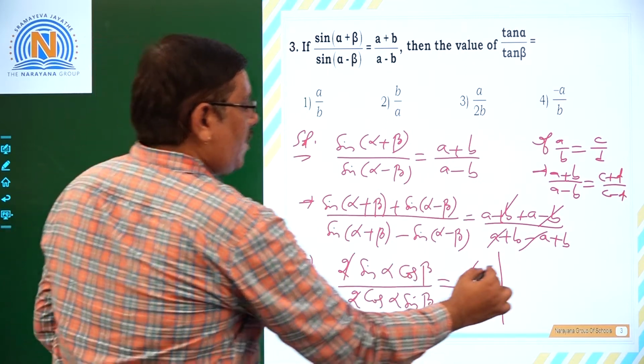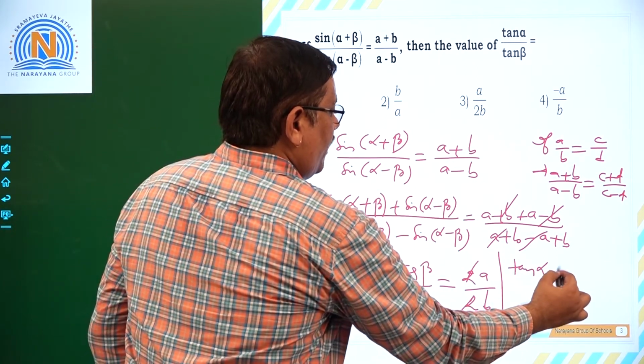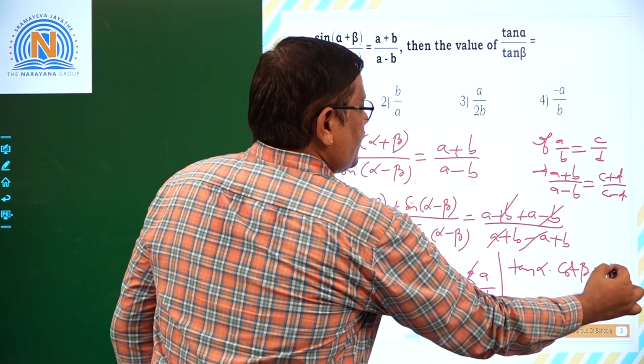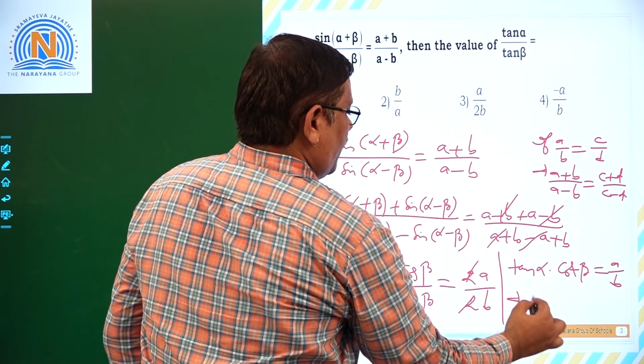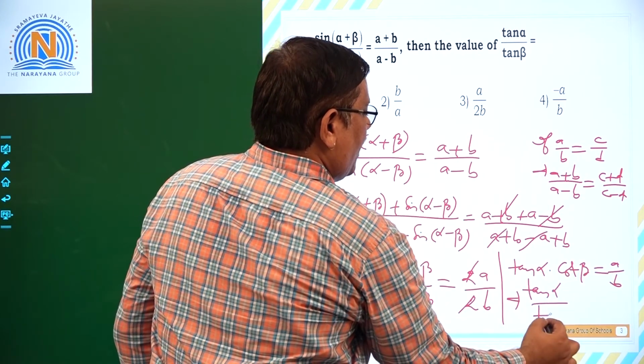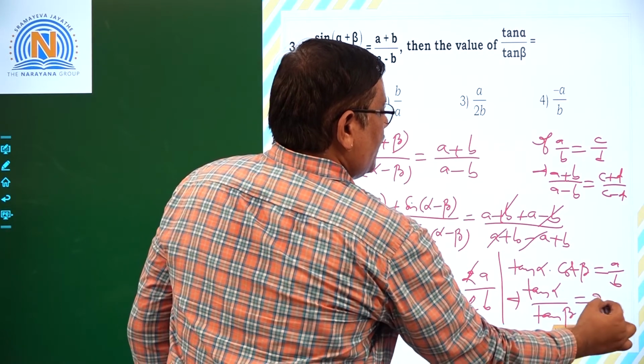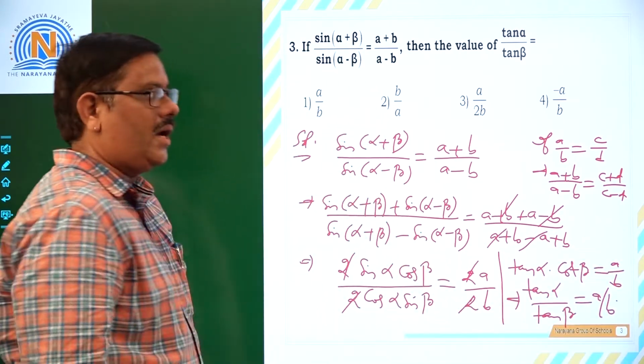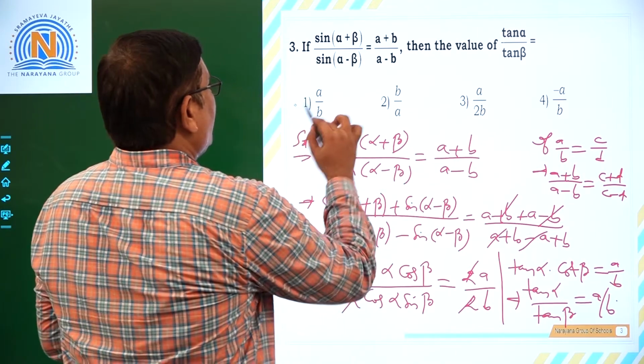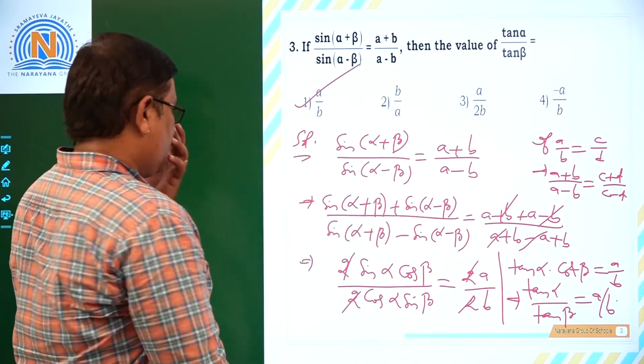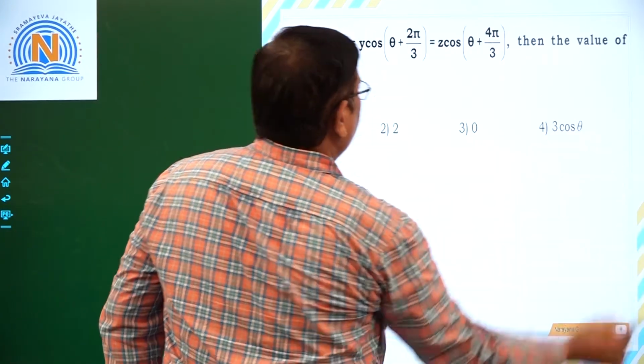Tan alpha into cot beta. That is A by B. Or else, tan alpha by tan beta we can write as A by B. Tan alpha by tan beta is A by B. A by B is nothing but the first option for us. Let us see the next question.